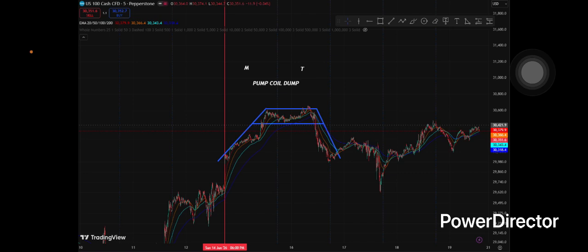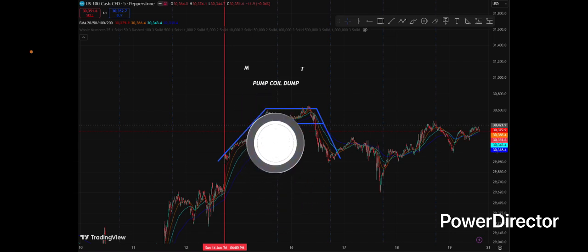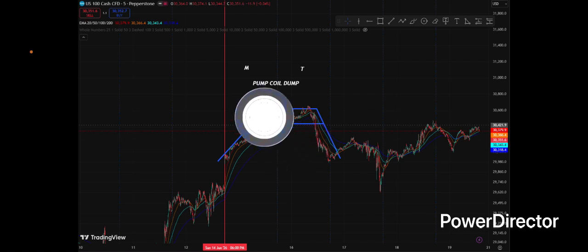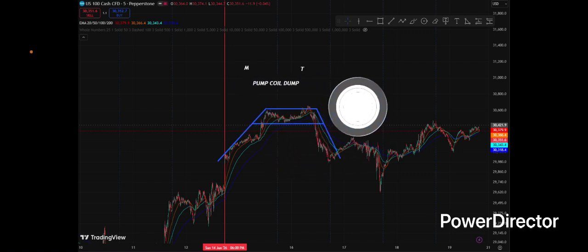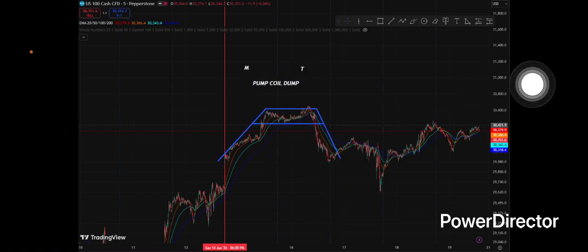Now here we're looking at the NASDAQ, all right? And we have a very nice pump, coil, and dump. And you can see this takes place over the course of 2 days, Monday and Tuesday, all right? And multiple sessions. We have Monday's New York session that sort of gives us that pump. We coil sideways from Monday's late New York session through Tuesday's Tokyo, London session into New York, where we break out of the high and then dump. Okay. But there it is, pump, coil, and dump, right?